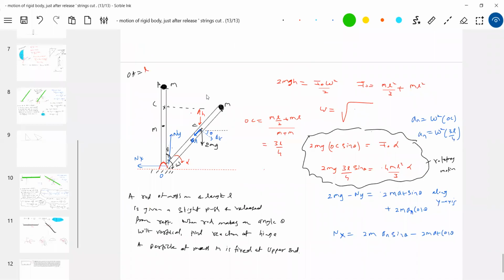When the string is cut, first translated, rotated, afterwards only rotated. That's what happens here. Yeah, that'll be right. When the string is cut in that problem, first translated, rotated, then only rotatory. Okay, I'm fine.